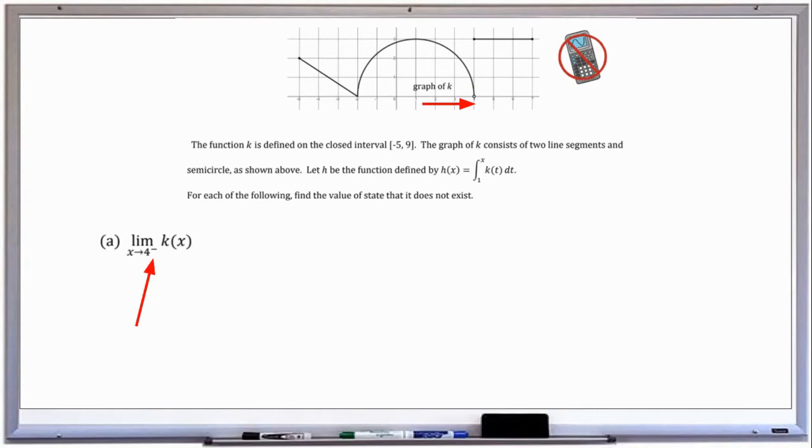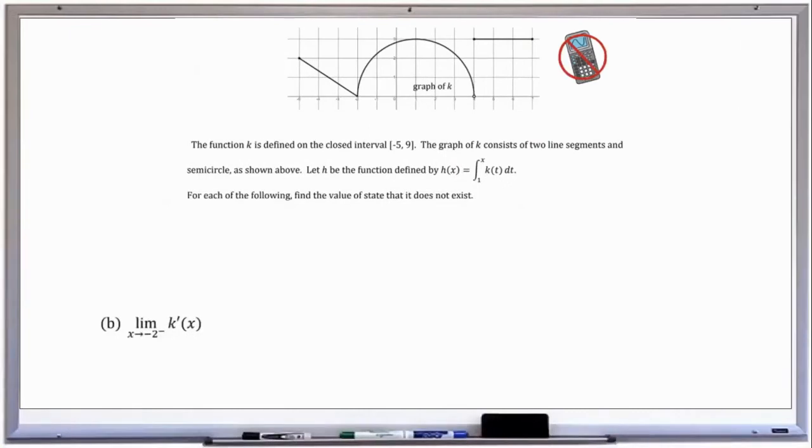As we move along the x-axis to the right, going positively, we find that the value is going to be 0, at x equals 4. But the value of k of 4 equals 3. There's a hole there, and so the real value is going to be at that filled circle at 3.